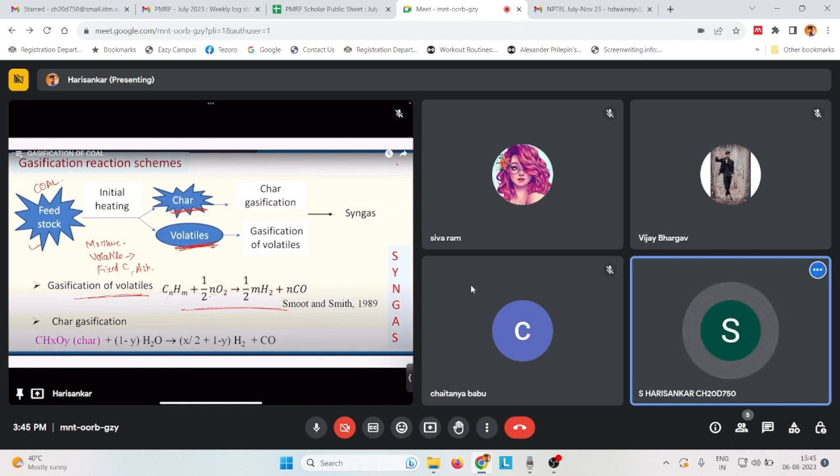Similarly, you also have a formula for char, where it is CHxOy plus (1 minus y) H2O giving (x/2 plus 1 minus y) H2 plus CO. These are just different notations: we are using n and m in the volatiles case and x and y for the char gasification. This is the stoichiometric reaction that we can write for gasification of char as well as volatiles.